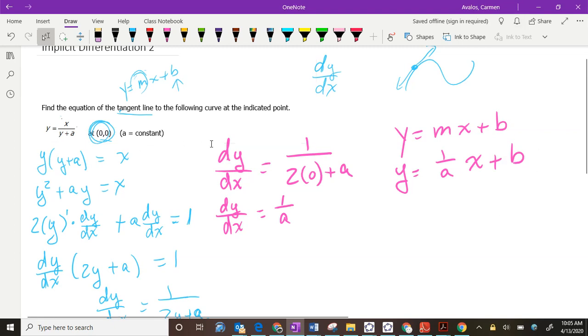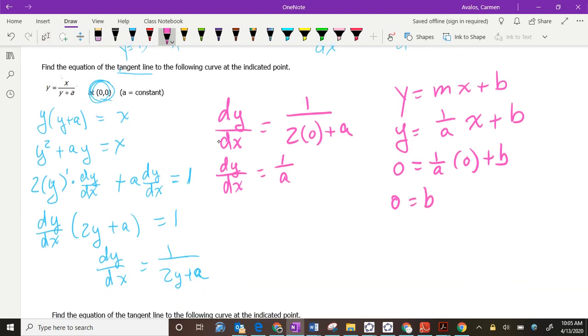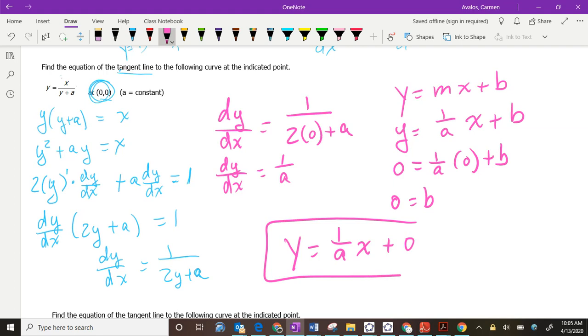So I take this point right there and I put 0 in for y, 1 over a, and 0 in for x plus b. And so that cancels out and you get 0 is equal to b. So the equation of the line that you have here is going to be y equals 1 over a x plus 0. You don't need to put the plus 0 on there, you could just put 1 over a x, but I'm just writing it.